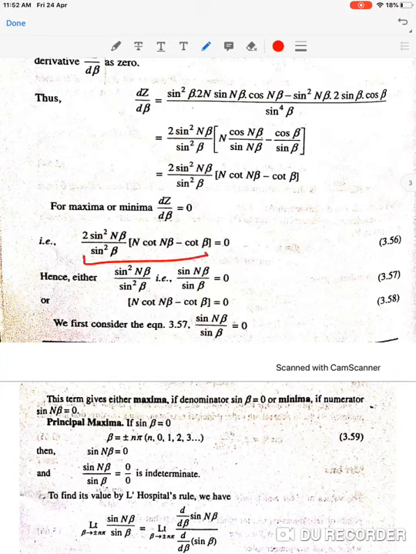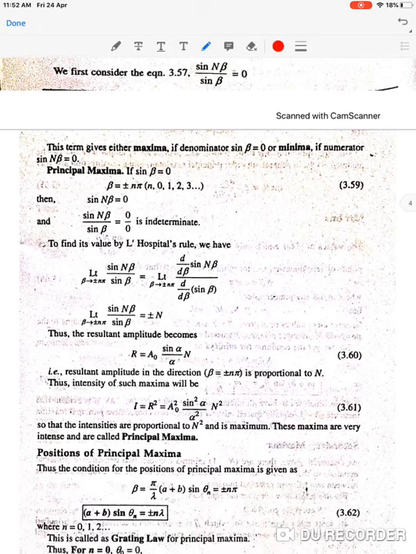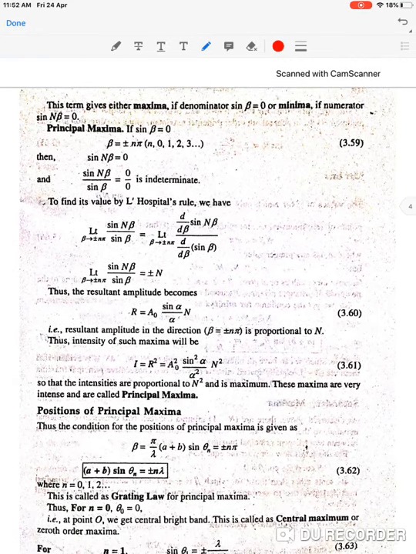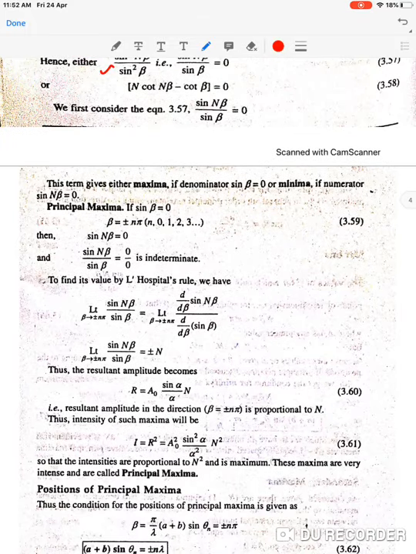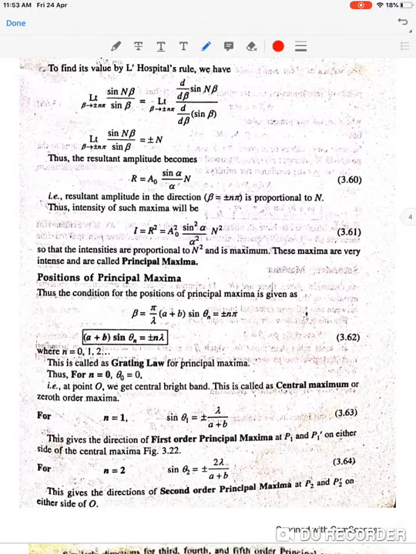So here we have two things. This is our first thing, this is our second thing. Using these two equations, we calculated the principal maxima. When we put the denominator sin beta equal to 0, we get the principal maxima, and we calculated that the intensity of the principal maxima is directly proportional to n square, the number of lines exposed to the initial wavefront.